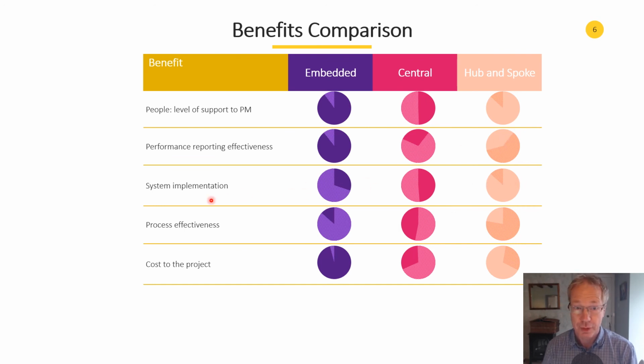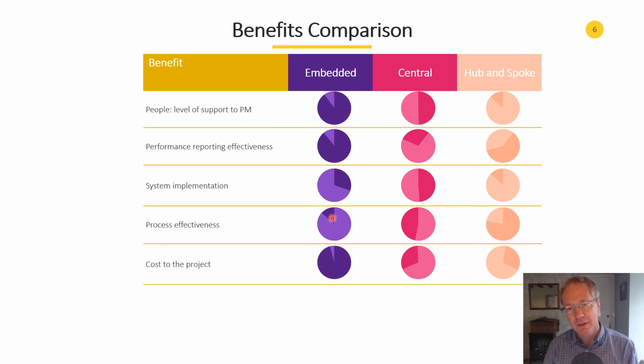The hub and spoke really wins in systems implementation. So if you want to build bespoke systems for your organization or roll out structured approaches to planning or cost control or risk or whatever, then that's the big advantage of hub and spoke. Whereas embedded PMOs are really about focusing on the delivery of this project. And so unless it's a really, really mega project, they're not going to have the resources to invest in business systems, really.